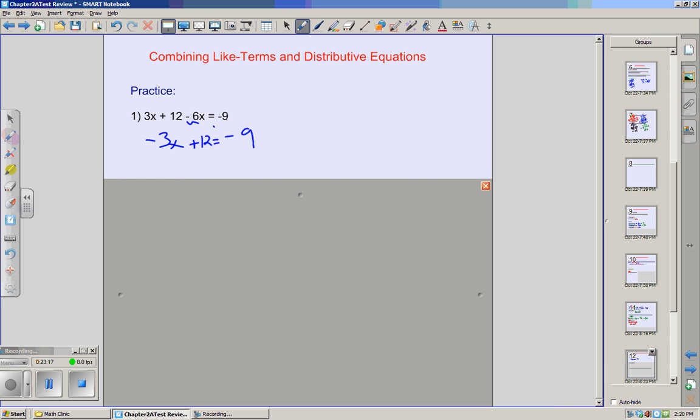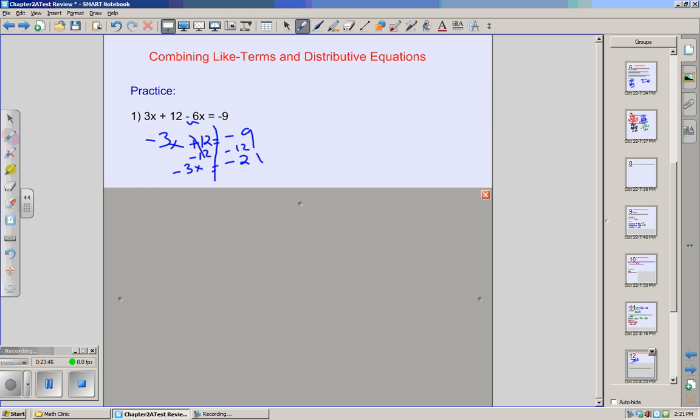I start with my line, and then I start with what's not attached to the variable. You'll remember that from two-step algebra. So I have the negative 3 and the x attached, and the plus 12. I start by minusing 12, minusing 12. That cancels that out. Negative 9 minus 12 is negative 21. I have minus 3x left.